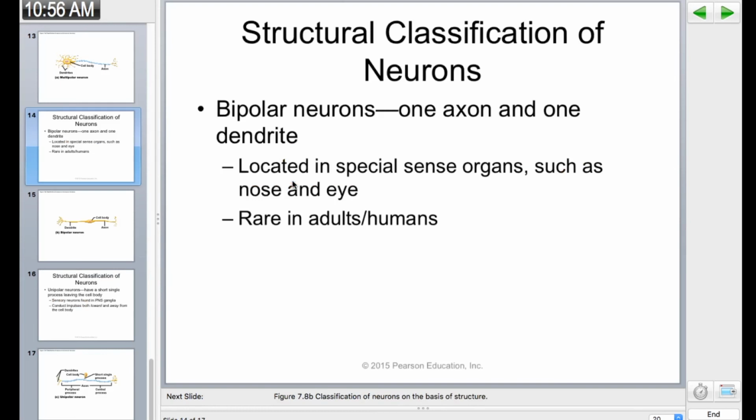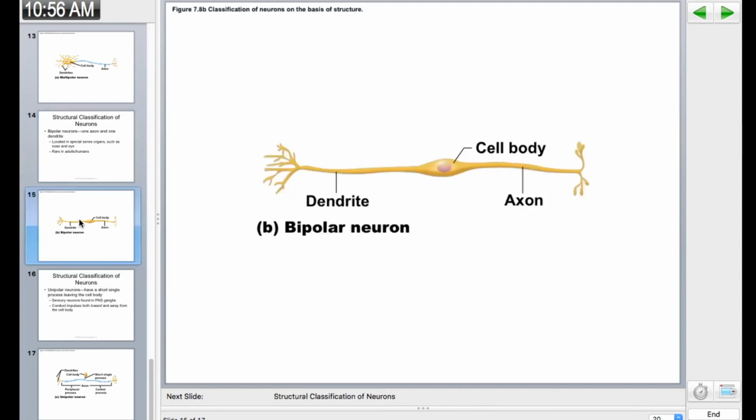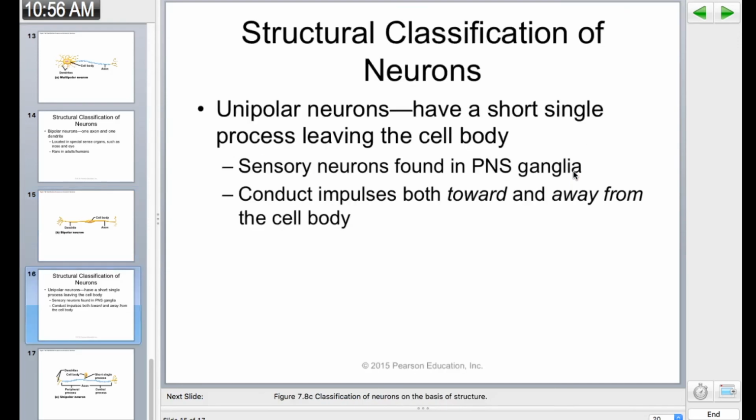Bipolar neurons, which means there's only one axon and one dendrite off of that cell body. They are rare. They are your special sense organs, like smell or sight. Here's your cell body. You have one dendrite that comes off of one end and one axon that comes off of the other.